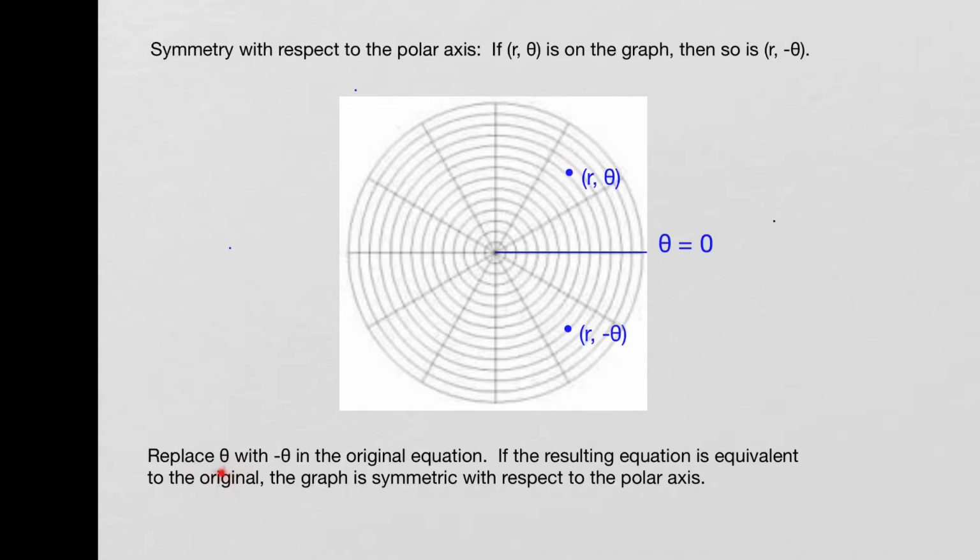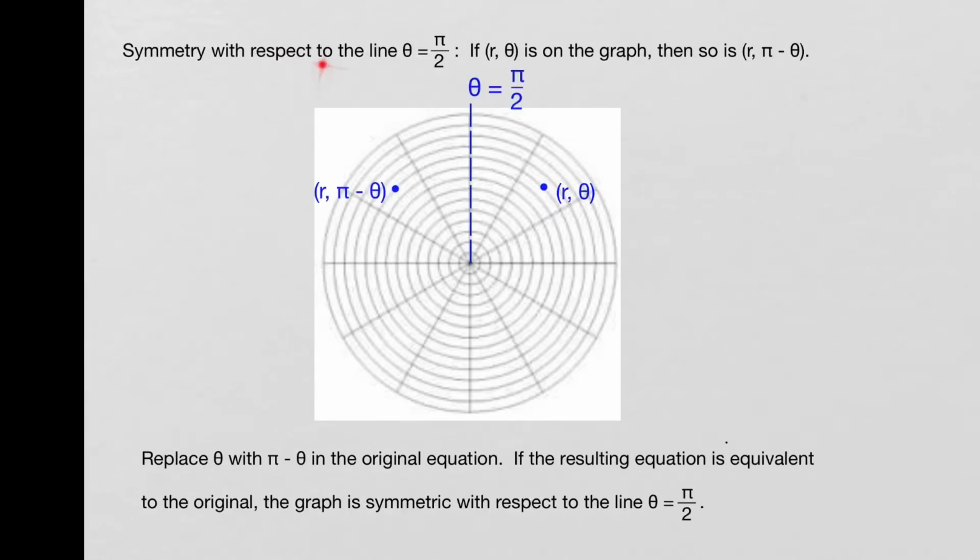So my procedure is to replace theta with negative theta in the original equation, and then you simplify. If the resulting equation is equivalent to what we had originally, the graph is symmetric with respect to the polar axis. And again, if it is not equivalent, then we just say it's inconclusive.